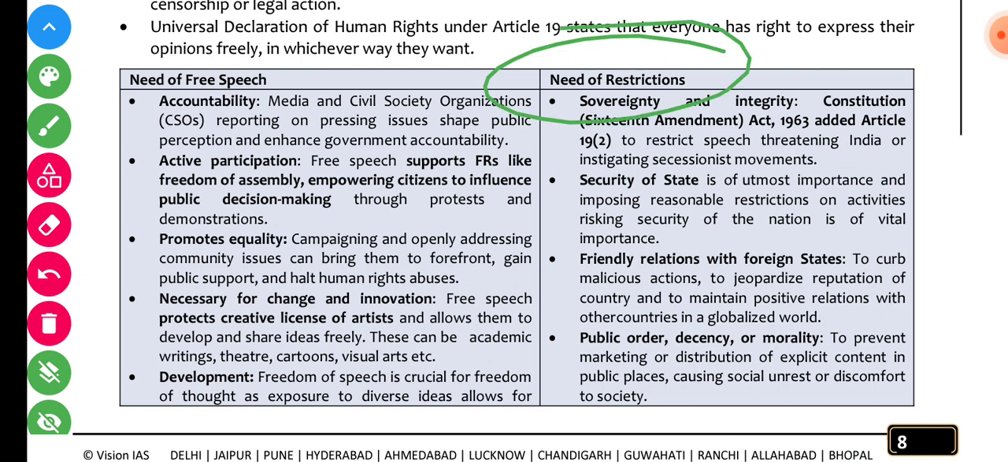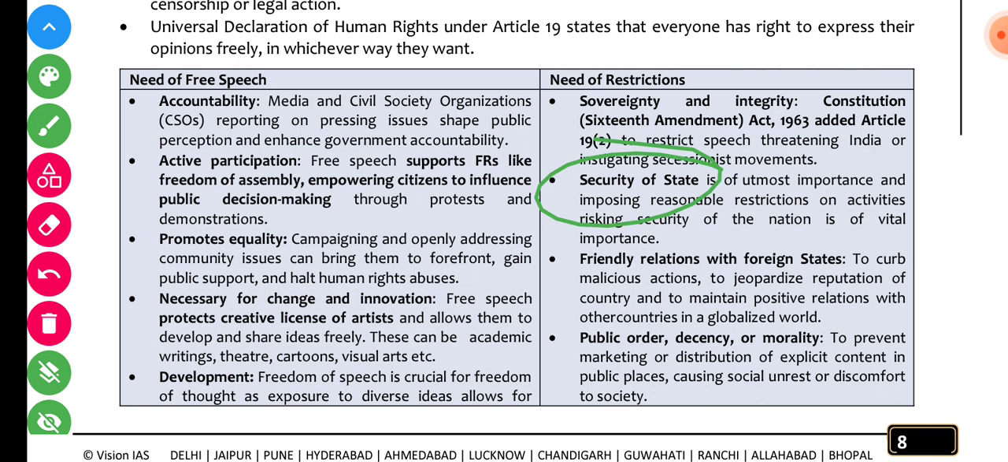Need for restrictions on freedom of speech and expression. Why? Sovereignty and integrity of India. The Constitution 16th Amendment Act 1963 added restrictions under Article 19 Clause 2 to restrict speech threatening India or instigating secessionist movements. So it is very applicable to the sovereignty and integrity of India.